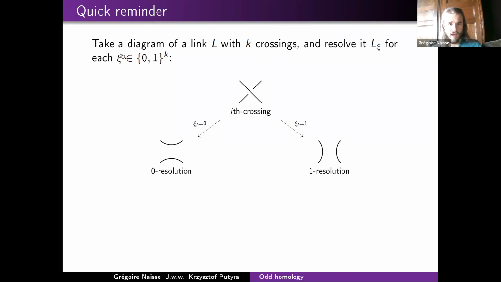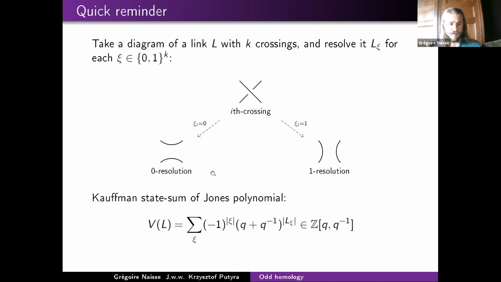Okay, and so given a k-tuple of 0 or 1, you get a resolved link diagram by replacing the i-th crossing by a 0 resolution if the i-th element here is 0, or a 1 resolution if it is 1. And so if you do this, you get a resolved link diagram, which consists only of a disjoint union of circles, basically. And now here is the magic formula due to Kauffman.